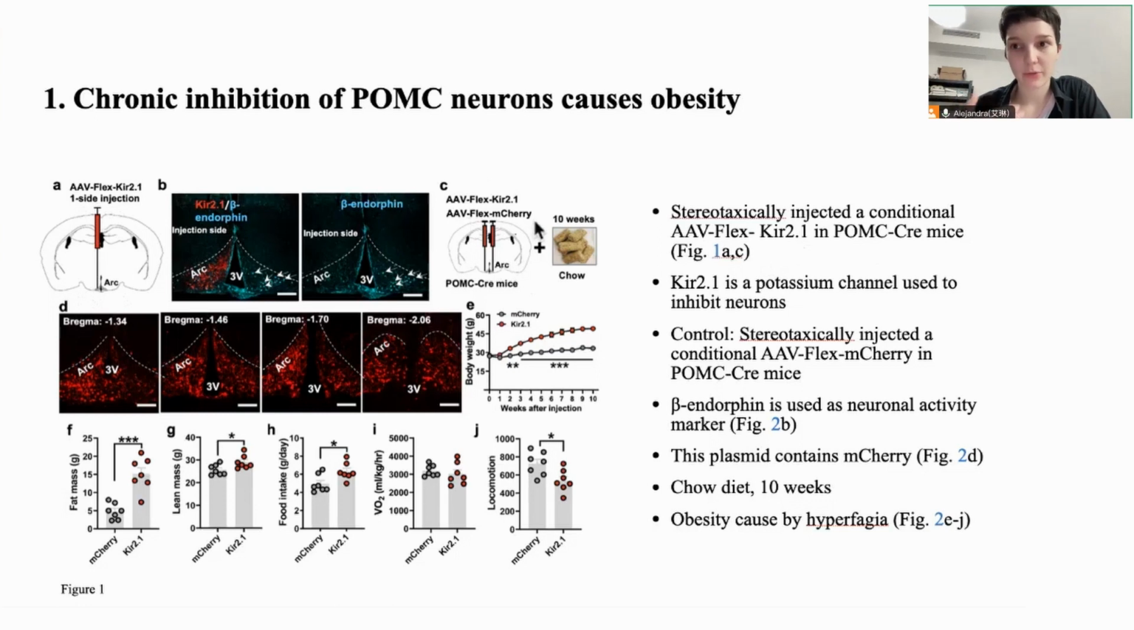This is a way to select the POMC neurons, because the POMC neurons are not fluorescent per se. So injecting with mCherry is a way to select them by FACS.